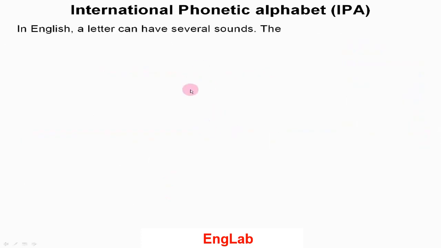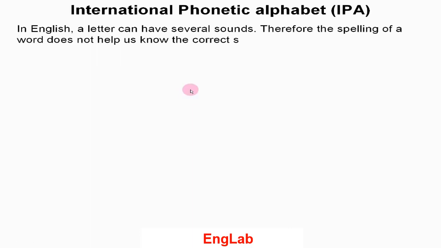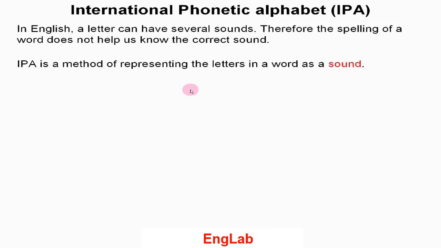In English, a letter can have several sounds. Therefore, the spelling of a word does not help us know the correct sound. So IPA is a method of representing the letters in a word as a sound.